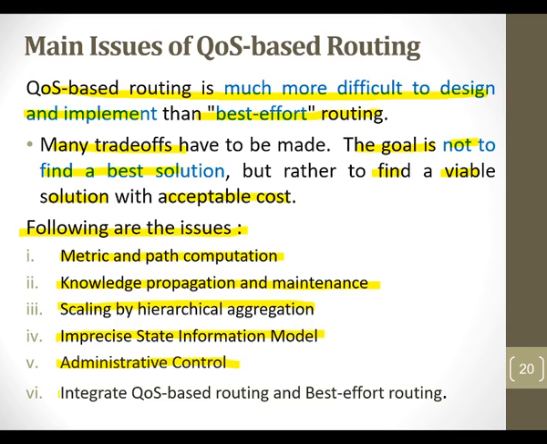The last issue is to integrate quality of service-based routing and best effort routing. For compatibility, quality of service-based routing must be able to support best effort routing too. This means these two routing schemes must be able to coexist. One question here is how to allocate network resources between them. We should have overall control so that the quality of service-based routing does not use too much of the resources. Otherwise, best effort traffic would have virtually no resources to use.